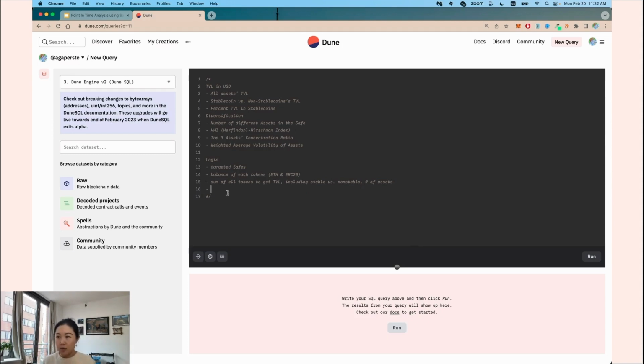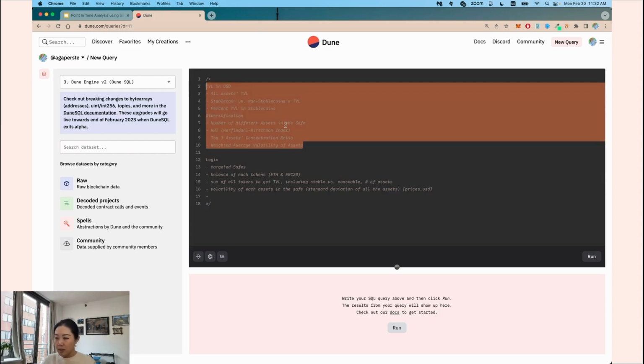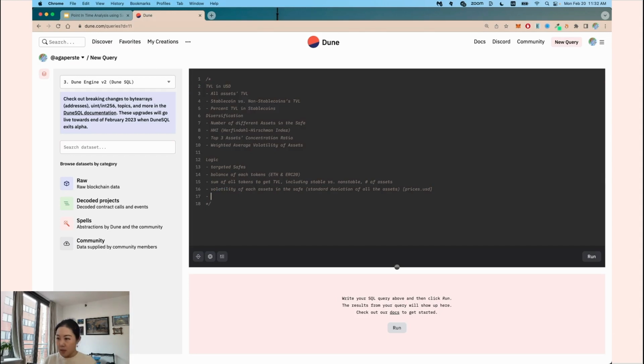Next up, we'll need to find the volatility of each asset in the safe. That would be getting the standard deviation of all the assets. And we are going to use the prices.usd table to help us get the standard deviations. Once we get that, we are going to sum everything up together to get all the previous metrics that we said that we would get. So this would be bringing everything together to get the metrics listed.